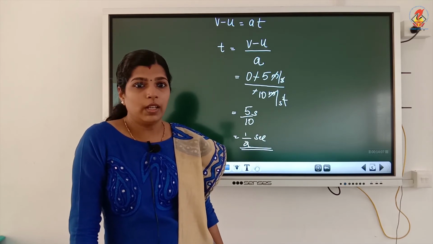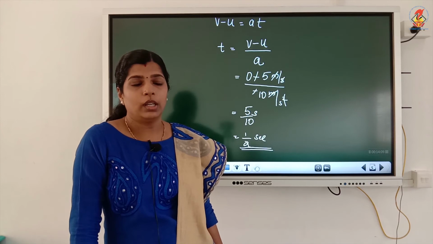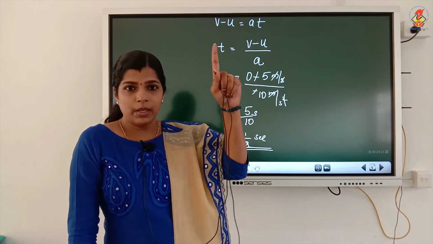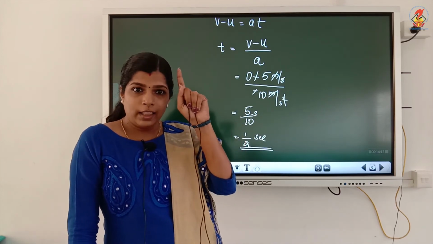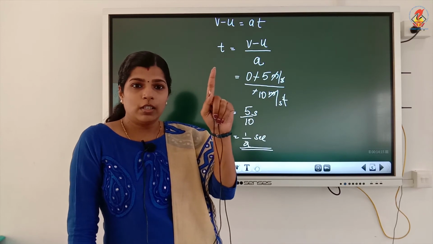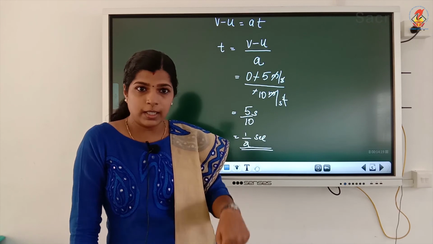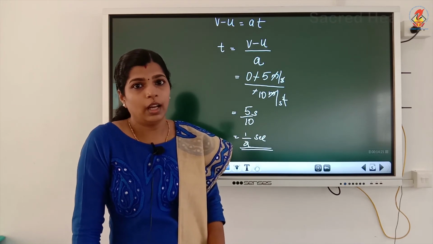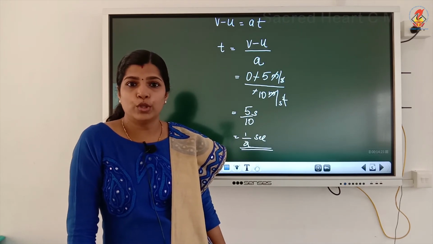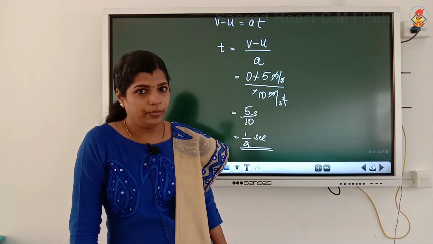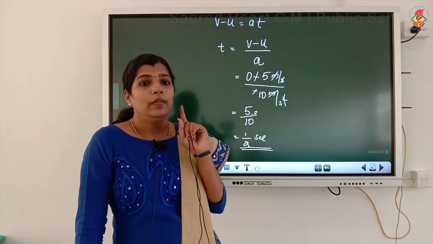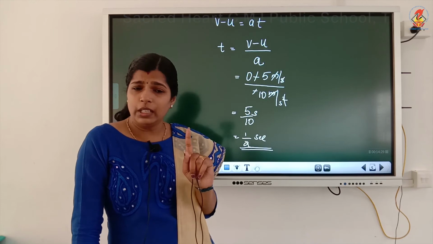Final velocity will be 0, because when it attains maximum height, at that point its velocity will be 0 for a moment and it will return back to the earth. So the direction of motion will be changed. Now we need to find the value of the question.